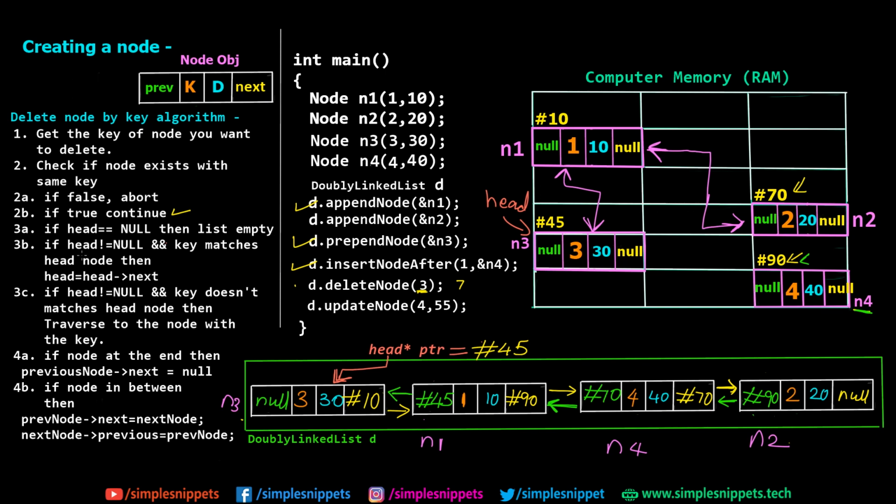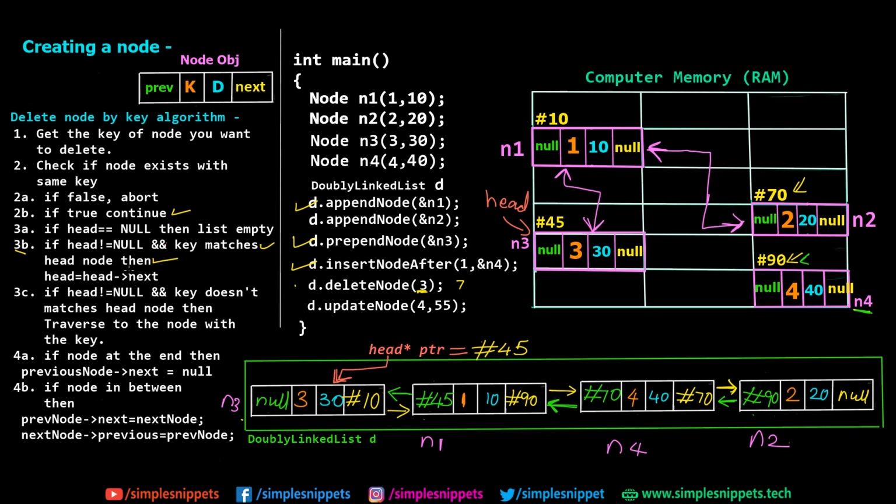Now we know that it is not empty. So the next condition is 3b. It says if head not empty and key matches the head node itself. So when you're deleting, let's say you pass in 3 over here, you can see that this key value 3 is of the head node itself and head node is n3 whose key value is also 3. So this 3b condition is true, right? So this condition matches. So then what you have to do is you have to just say head is equal to head of next.